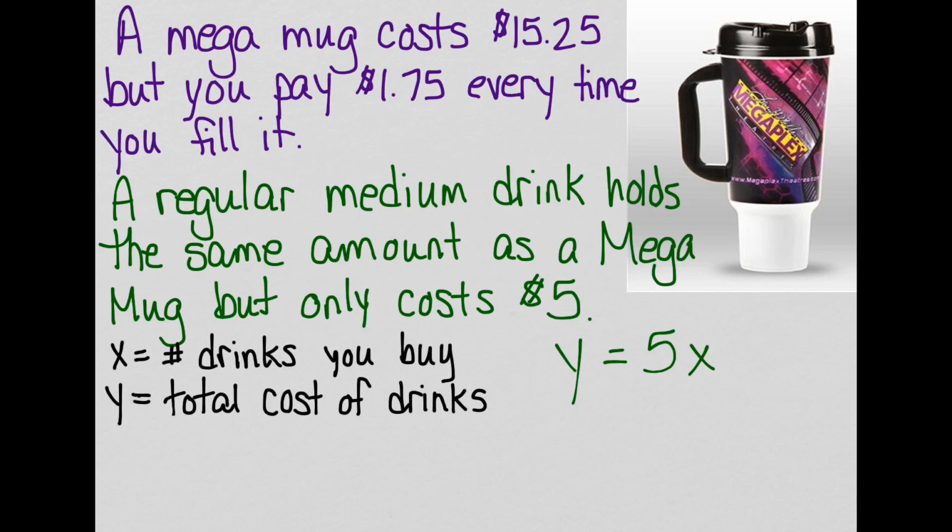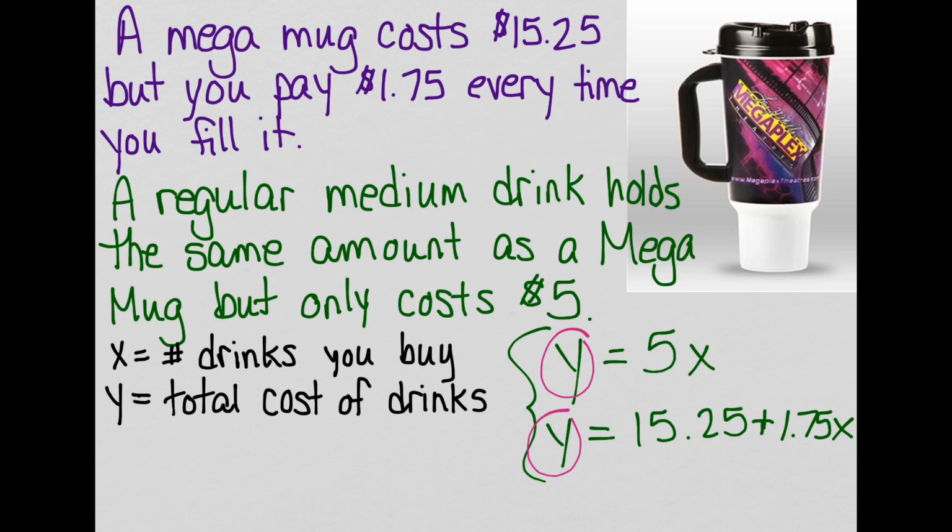Let's write one now for the mega mug. Well, the total cost on the mega mug is going to be, first off, you have to lay down the $15.25. And then after that, every time you buy a drink, it's $1.75. So that's what you're multiplying by X. So there we have our system of equations. And since there's an isolated variable, there, or even there, you could definitely solve this one by substitution. I would say, if Y equals all that stuff, I'm going to replace Y with all that stuff. Subtract $1.75x from both sides, and you're on your way.